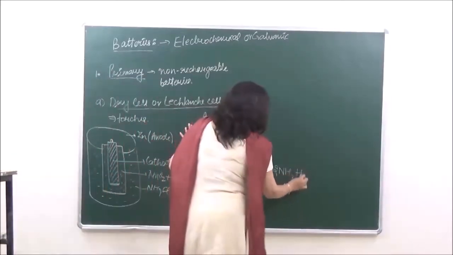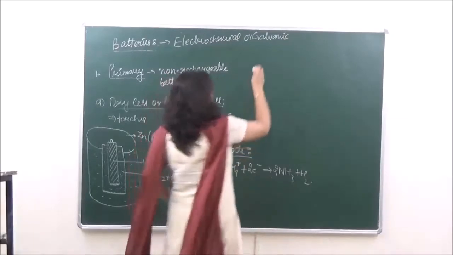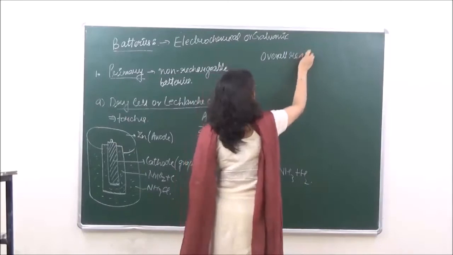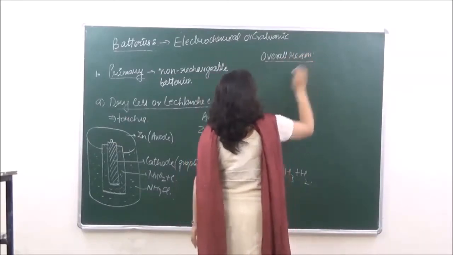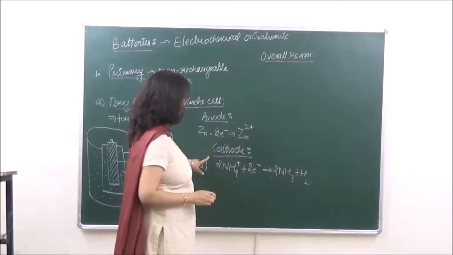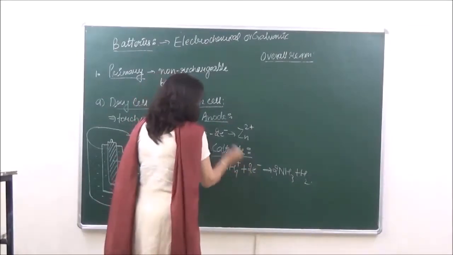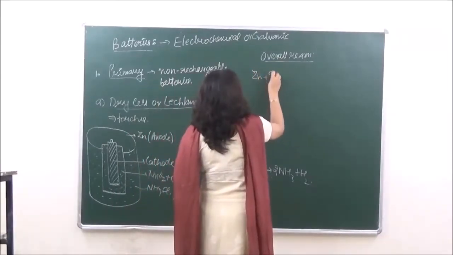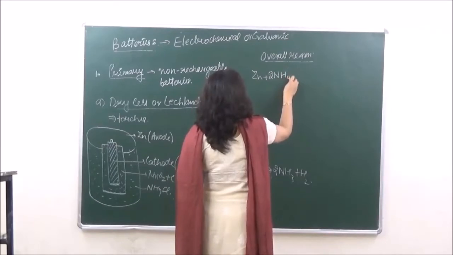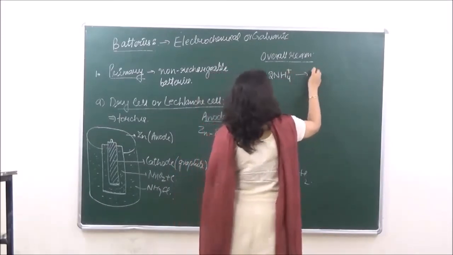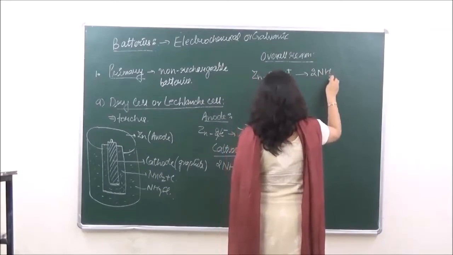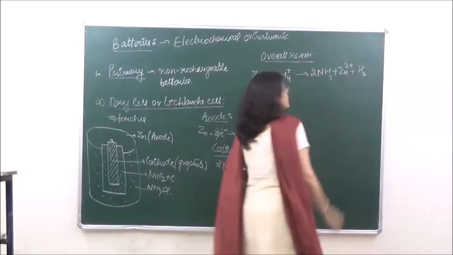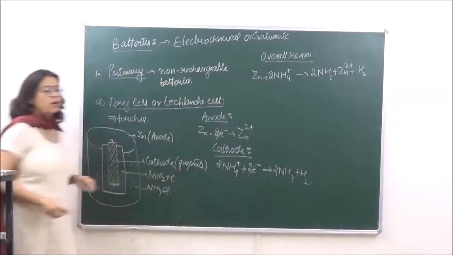So if you look at the overall reaction, we add both the cathode and the anode reactions. The electrons can be cancelled. So the overall reaction is Zn plus 2NH4+ to give us 2NH3 plus Zn2+ plus H2. This is going to be the overall reaction.